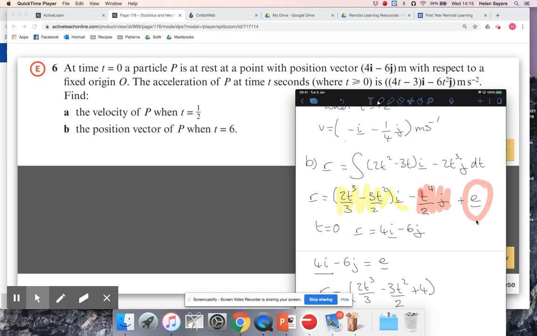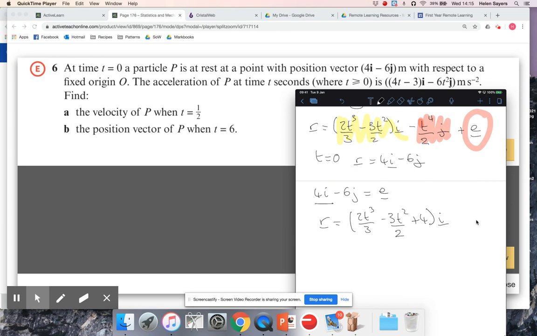plus 4. I'm going to collect all my i and j terms together, and I just need to be very careful with this minus. So in fact, I'm going to put plus minus t to the 4 over 2, and then I've got that minus 6j as well. I could have had a minus there, and then they would both have been plus, as long as you're absolutely sure you've dealt with the minus correctly.